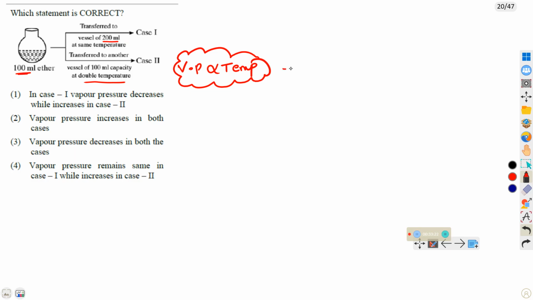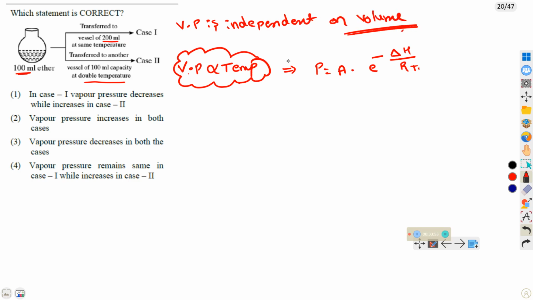According to the Clausius-Clapeyron equation, P is equal to A into e power minus delta H by RT. Vapor pressure depends upon temperature. Vapor pressure is independent of volume. It does not depend upon volume. Vapor pressure depends only on temperature. Based on that, fourth option is correct.